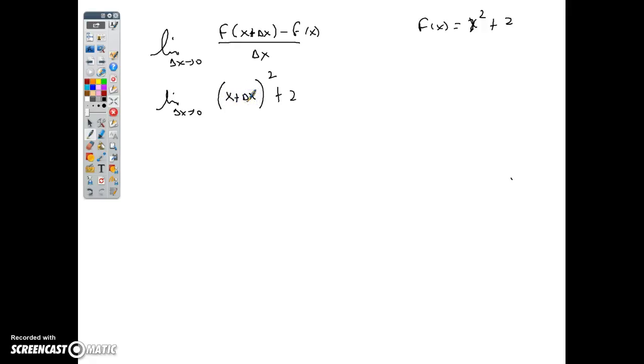What are you going to do with the 2 though when it comes to the negative f of x? I'm going to do the same thing. I'm going to go over here, and this is going to be minus x squared plus 2. Agreed? Everybody with me?